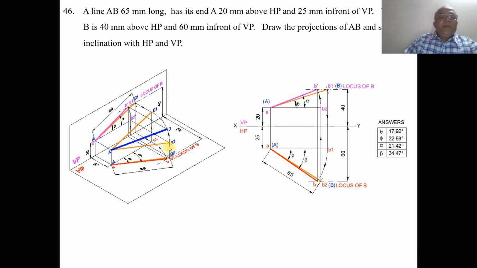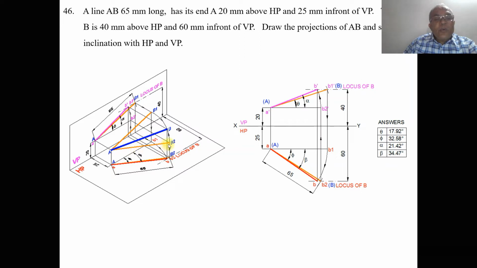Similarly, if we now want to find the front view and its inclination, we need to take the top view true length. Which is the top view true length? Capital AB2. When you look from the front view, A dash is above HP by 20 mm and B2 dash is also above HP by 20 mm. Therefore, that line is parallel to HP. Since it is parallel to HP, we are getting the true length in HP.